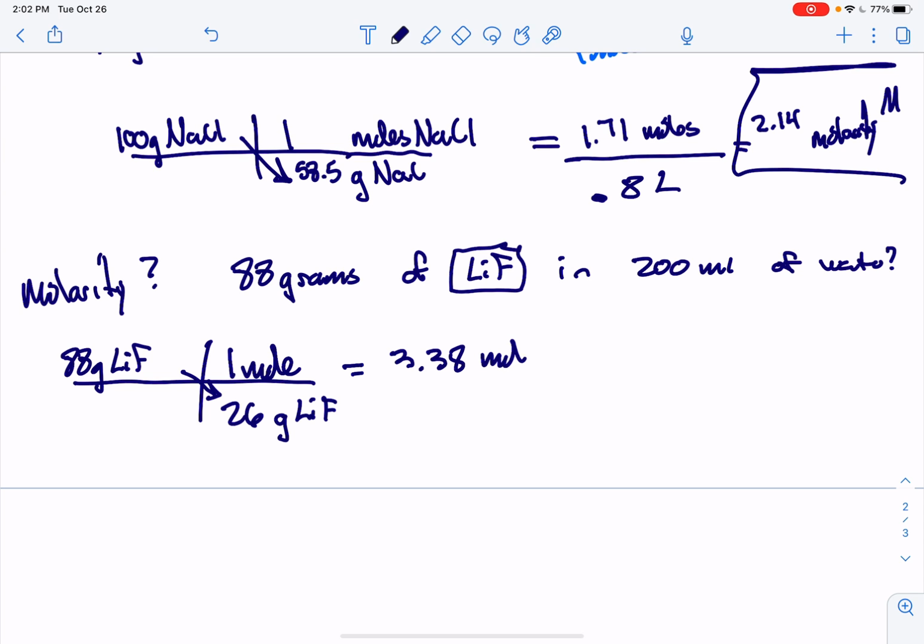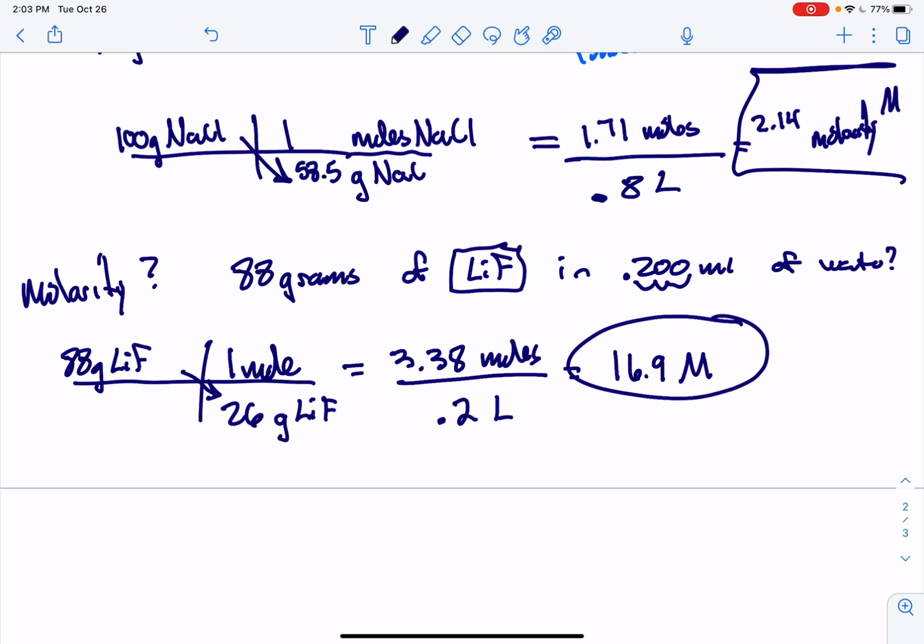3.38 moles, but I want molarity. So now I divide this answer by my liters. Now this is 200 milliliters. To calculate liters, you move the decimal 3 places, or you divide by 1,000. So 200 milliliters is 0.2 liters. So I take my answer and I divide it by 0.2, and I get 16.9 molar or molarity would be my answer.